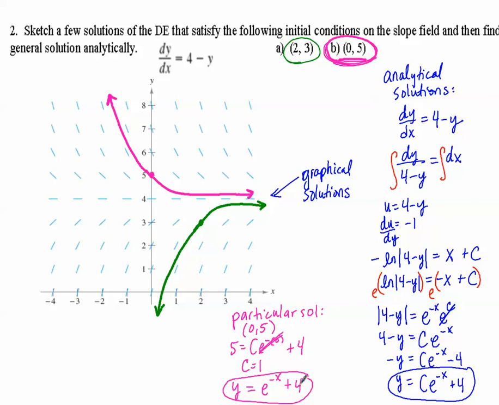Added 4 units to it, see our horizontal asymptote right here, 4 units above the x-axis. Normally an exponential function is like that, exponential decay. Well, this one is raised 4 units up. See the connection between the analytical solution and the graphical solution.